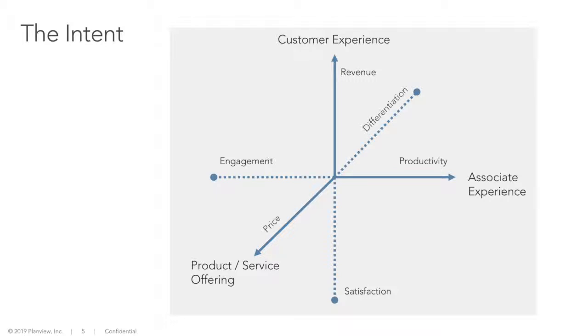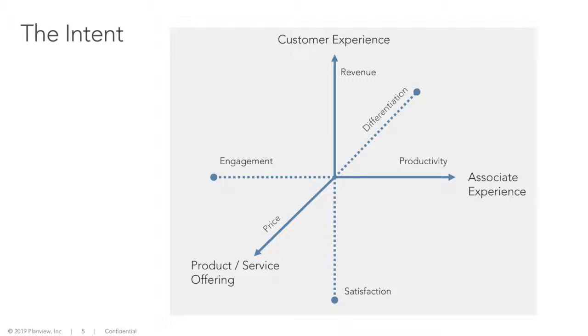Each focus area has direct and indirect impacts. For example, engagement is a soft metric of associate experience that indirectly leads to financial impact, whereas productivity implies a more direct financial impact. Additionally, satisfaction is the soft metric, and revenue would be the hard metric. On the z-axis, differentiation may be the soft metric and pricing the hard.